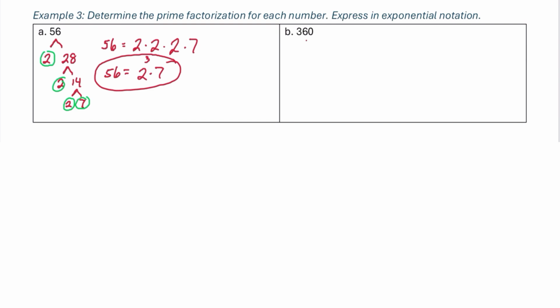For 360, again, we can use a tree. Start with the smallest prime, 2. 2 goes into 360 180 times. 180 is divisible by 2, so we'll do 2 times 90. And then 3 times 30.